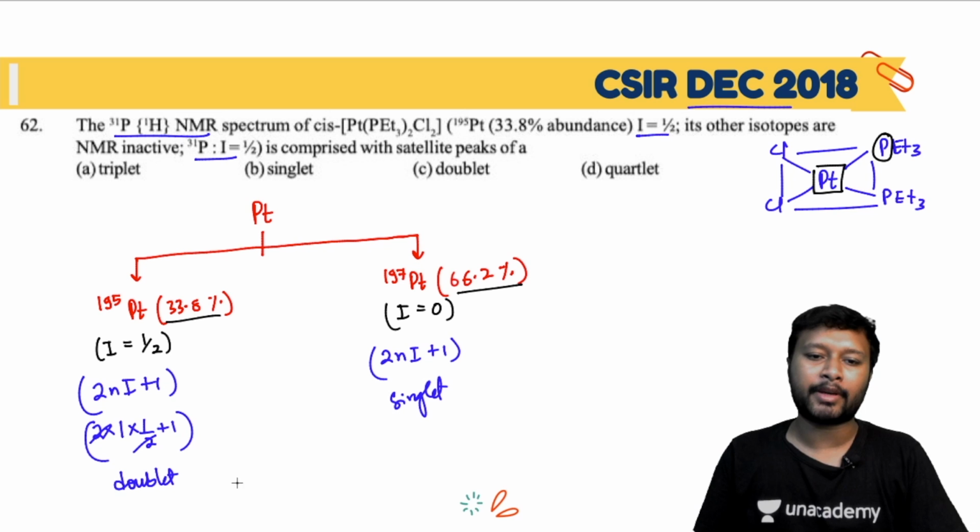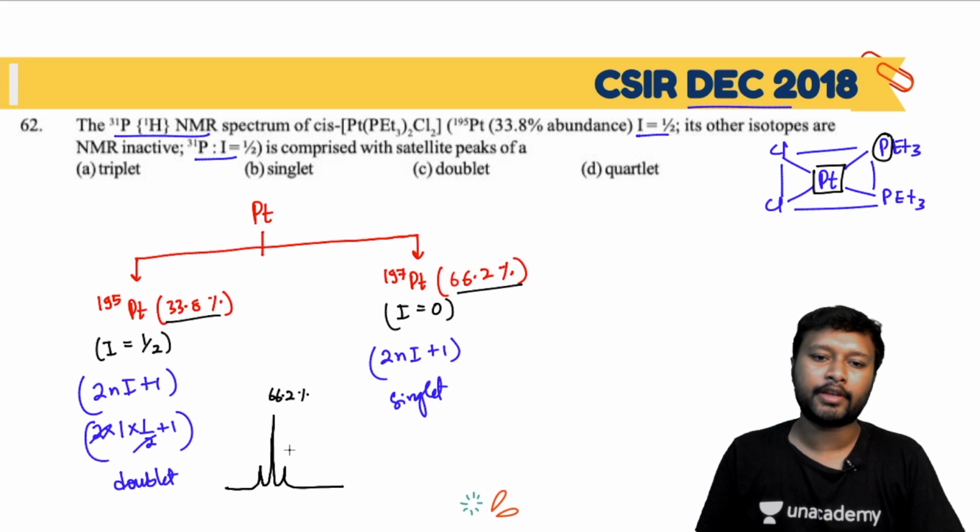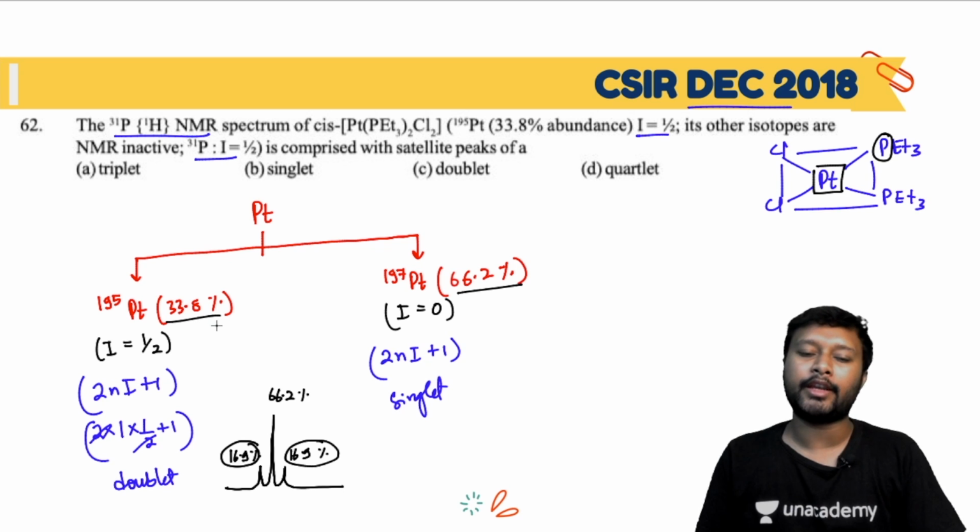So how is your spectrum going to look? It's going to look something like this. Now the abundance of the central peak, as I told you, is 66.2%, and these ones will be 16.9%, and this is also 16.9%, because this 33.8% is splitting into a doublet.